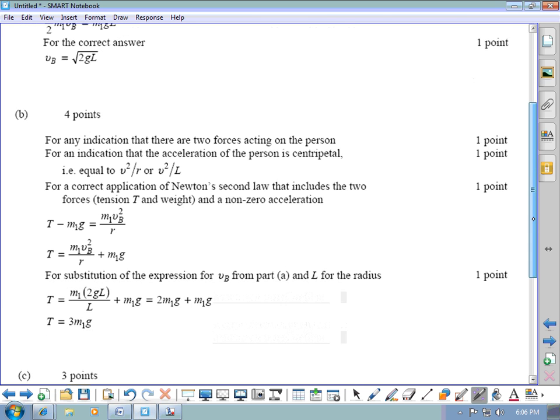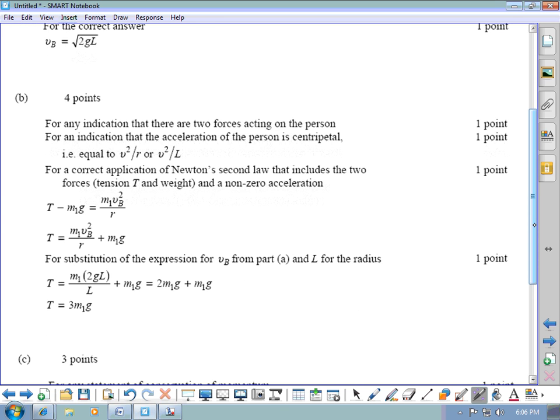For part B, it was worth 4 points. So even though it was a very simple thing, find the tension in the rope, there were some important things. And so it was 1 point for indicating that there are 2 forces acting on the person. So if you said that the tension equaled mv squared over r, that's saying that the tension is the net force. You would not get credit for that point. If you said that the tension equaled m1g, well, that does show that you recognize that there's tension and weight. You do get credit for that point. Both of those are wrong answers, but that's how that first point went.